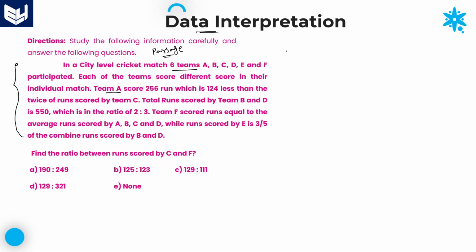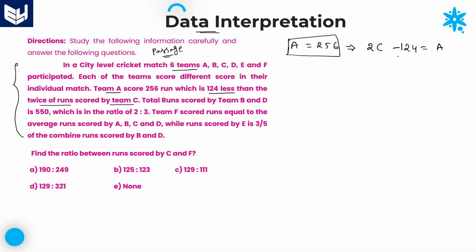Team A scores 256 runs, which is 124 less than twice the number of runs scored by C. So what he is saying: team A is 256 runs, and this particular value is 124 less than twice the runs scored by team C, that is 2C. See here, team A is equal to 256, and this team A value is also given as twice the runs scored by team C minus 124.